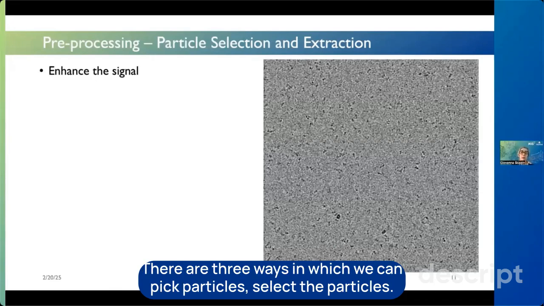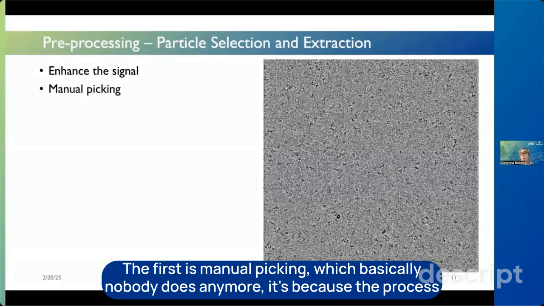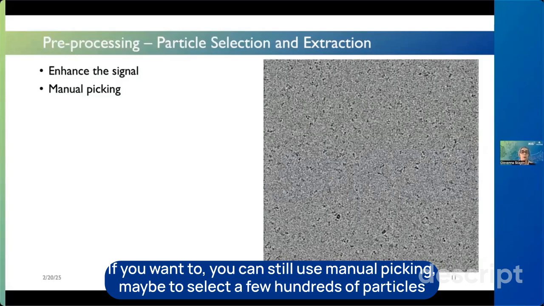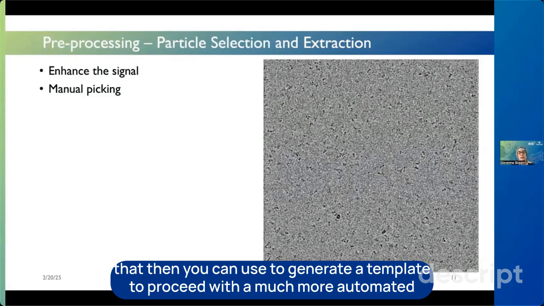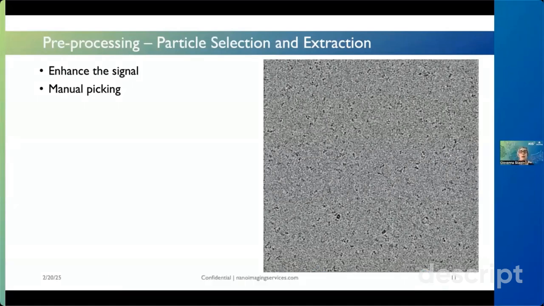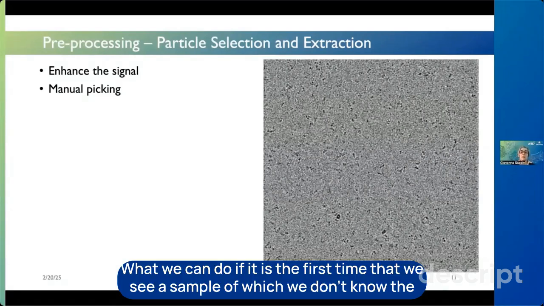There are three ways in which we can pick, or select, particles. The first is manual picking, which basically nobody does anymore, because the process has been completely and fully automated. If you want to, you can still use manual picking, maybe to select a few hundred particles that you can then use to generate templates to proceed with a much more automated process, but really, why would you ever do it?